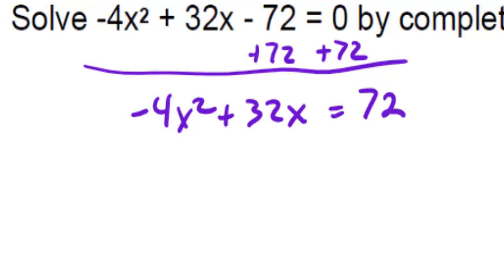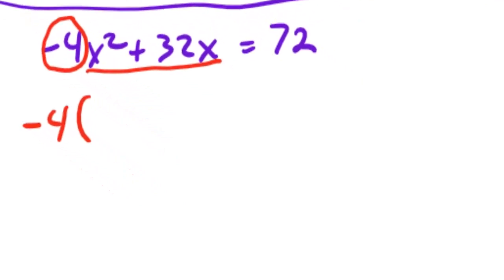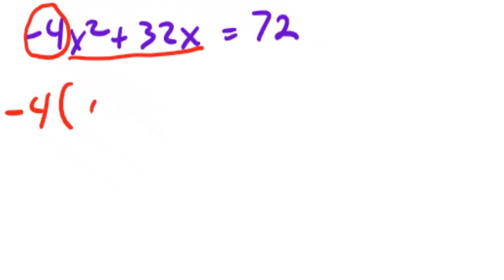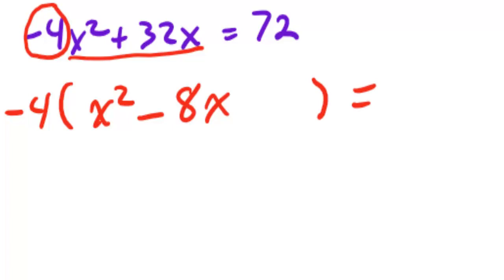Now we've got to deal with getting rid of this negative 4 out in front. And the way we do that is we factor a negative 4 out of both of these terms. And when we do that, we end up with an x squared minus 8x. And I'm going to leave a little space to complete the square there, and 72. So inside here is where we're completing the square. But the b value we're using is the 8 here, not the 32 in the original problem.